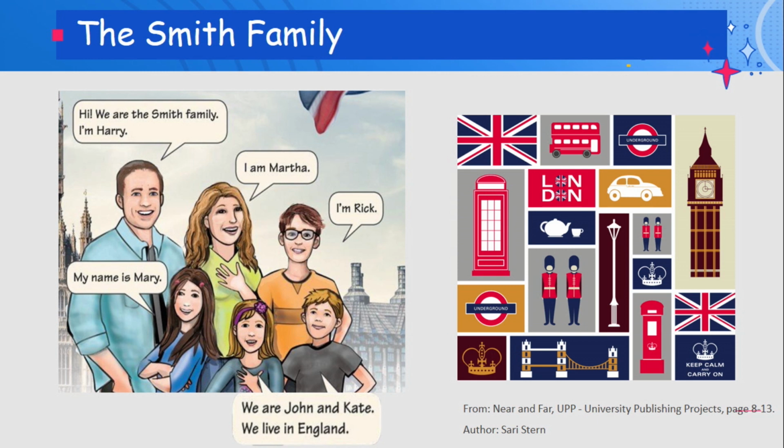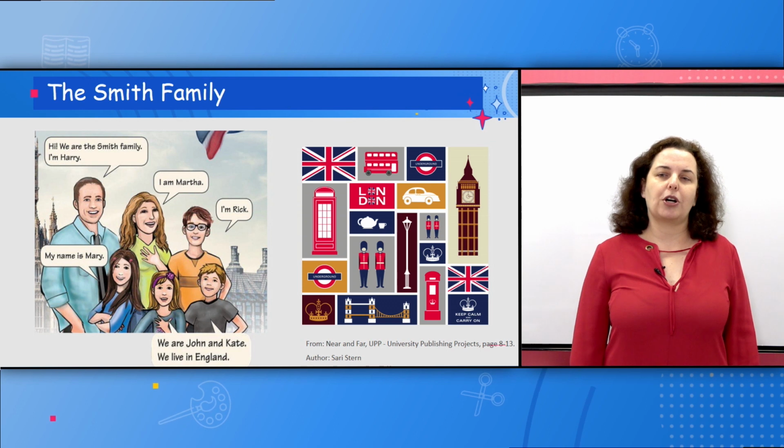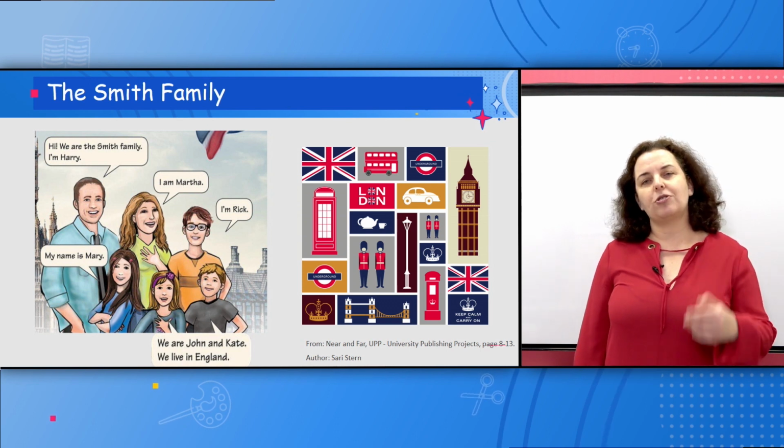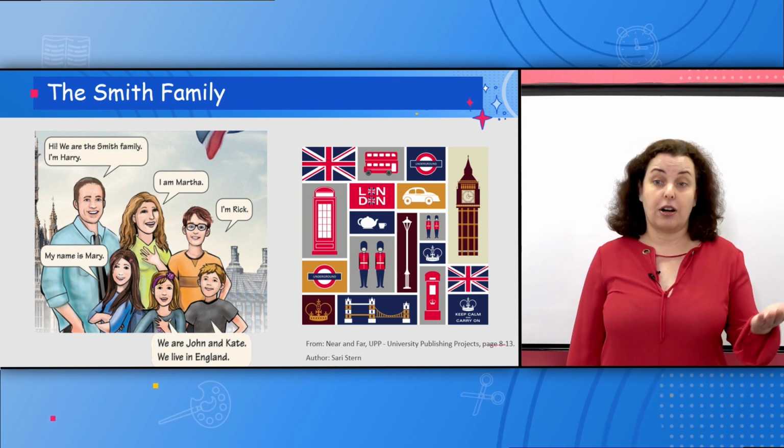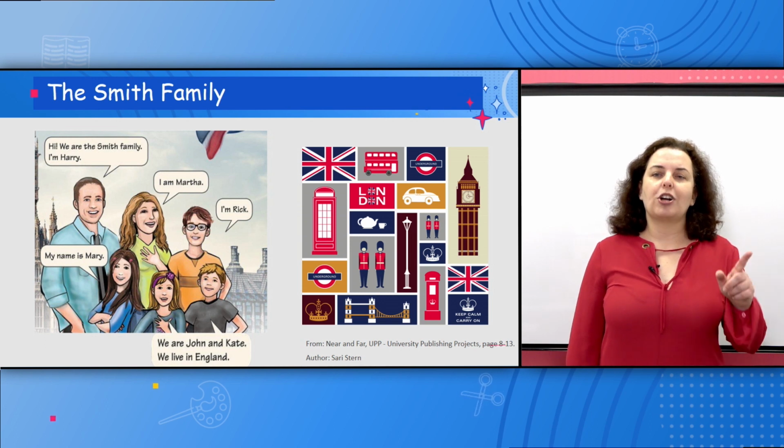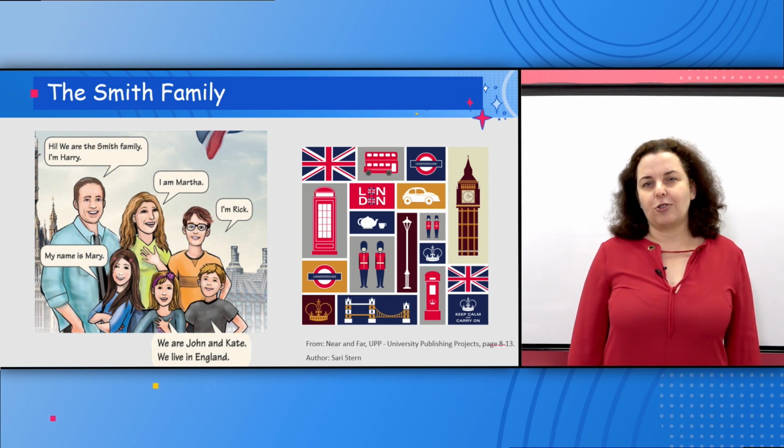Do you see the second picture here in front of you? These are the symbols of London, of England. We'll talk about the symbols soon. We have the flag, which we talked about already. We have the soldiers that are called the guards. And we'll talk about the other symbols soon.